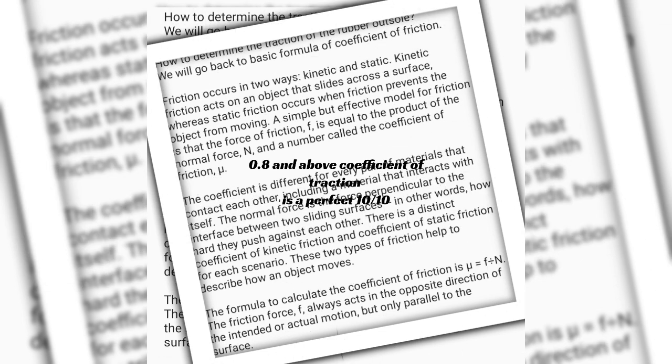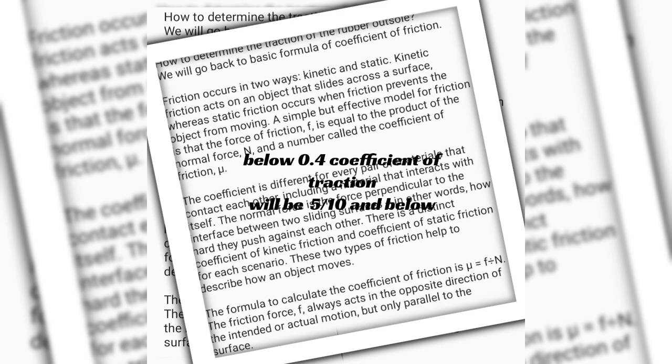The friction force, F, always acts in the opposite direction of the intended or actual motion, but only parallel to the surface. In colloquial terms, I will show you the values of rubber outsole traction or grip in terms of coefficient of traction. Nominally, good traction for a rubber outsole is 1.0. A value of 1.0 and above is perfect, 10/10.